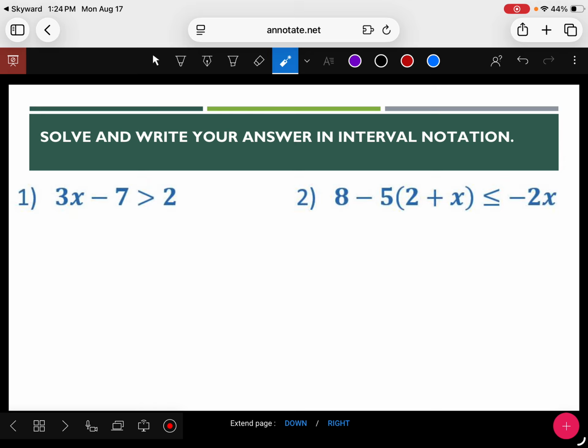You said right down, right? What did you say right down? What? I don't know. What did I say right down? Oh, okay. Yeah. When you multiply or divide by a negative, you have to flip the sign.